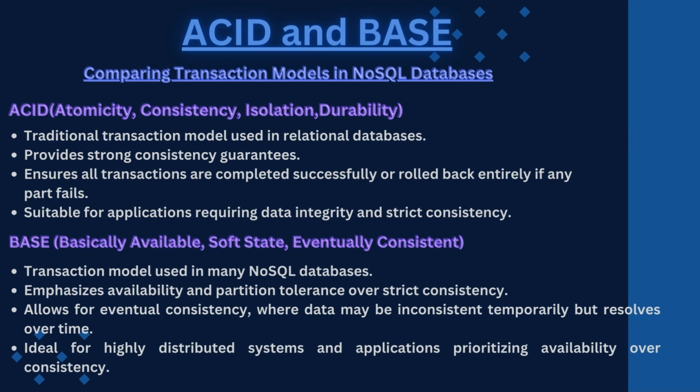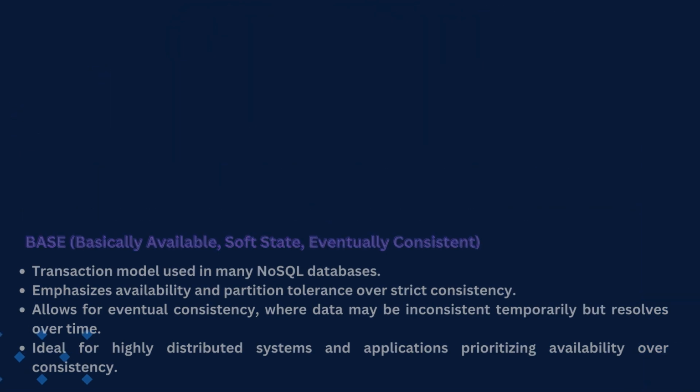Now we'll talk about BASE, which stands for basically available, soft state, eventually consistent. Basically available means this transaction model is used in many NoSQL databases. Soft state emphasizes availability and partition tolerance over strict consistency. It is eventually consistent, where data may be inconsistent temporarily but resolves over time. Ideal for highly distributed systems and applications prioritizing availability over consistency.